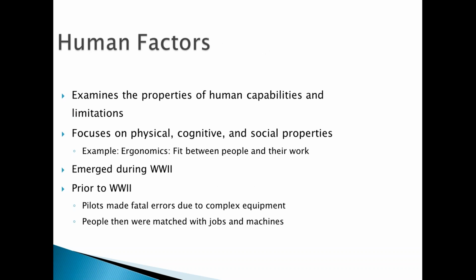Also, human factors plays a big role when we're thinking about our users. Human factors examines the properties of human capabilities and limitations. It really focuses on physical, cognitive, and social properties, such as ergonomics. So we all know that ergonomics, things fit between people and their work. This emerged during World War II, and prior to World War II, pilots made fatal errors due to complex equipment. The equipment wasn't simple. The equipment wasn't designed for the human or the pilot who would be using it. So people then were matched with their jobs and machines.